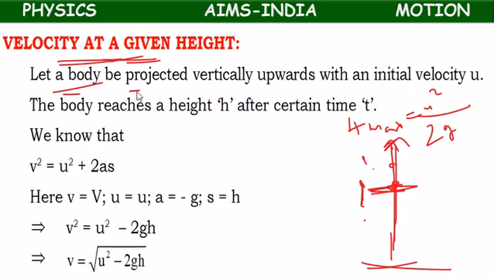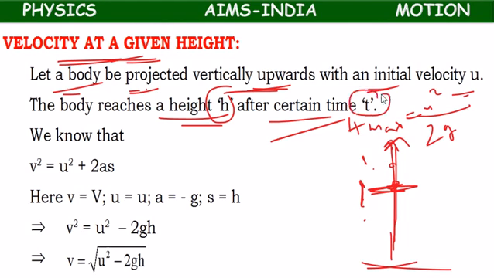Question: let a body be projected vertically upwards with an initial velocity u. The body reaches height, suppose height h, after certain time t. Means we have to assume it reaches a certain height h after a certain time t.